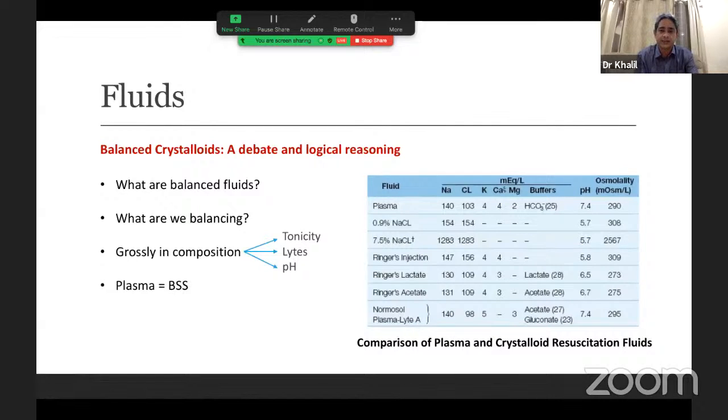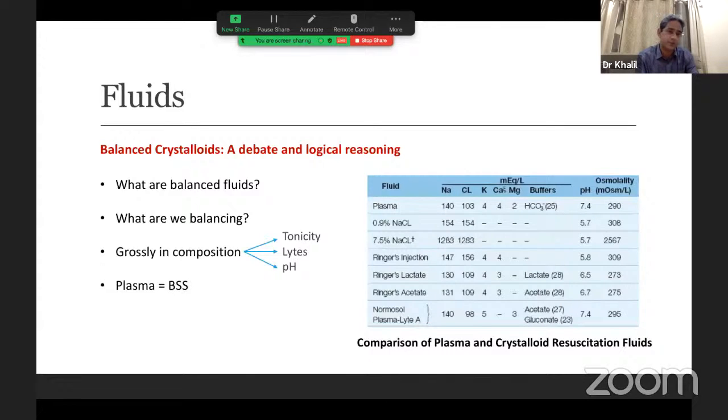If you see ringer lactate, it has almost similar concentration of sodium as well as chloride, with addition of other electrolytes as well as buffers. Coming to the last but most important one, Plasma-Lyte. This is the one most identical to our plasma. It has equal sodium and chloride concentration as our plasma. Along with that, it has other cations and anions in the form of buffers, and its osmolality is close to that of the plasma.